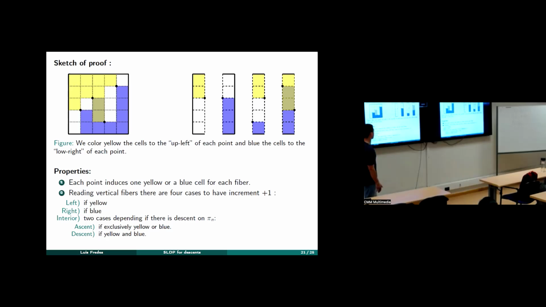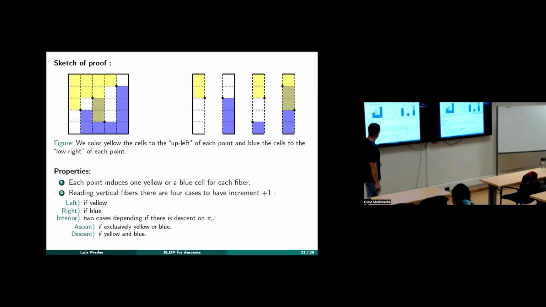Now, in the middle part, we have two different behaviors. So in the interior, there are two cases depending on if there was a descent or an ascent. So we are studying the fibers here, not the boundaries. If there was an ascent, something like this, there is a new descent induced by the cell if they are exclusively yellow or exclusively blue. So basically, if I put a point here, recall that this is an ascent. If I put something like here, there will be a new descent and an ascent as before, so increment +1.